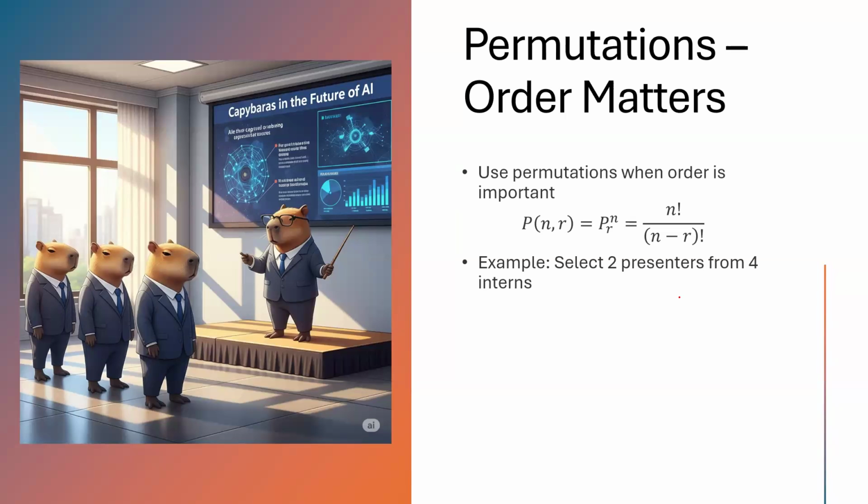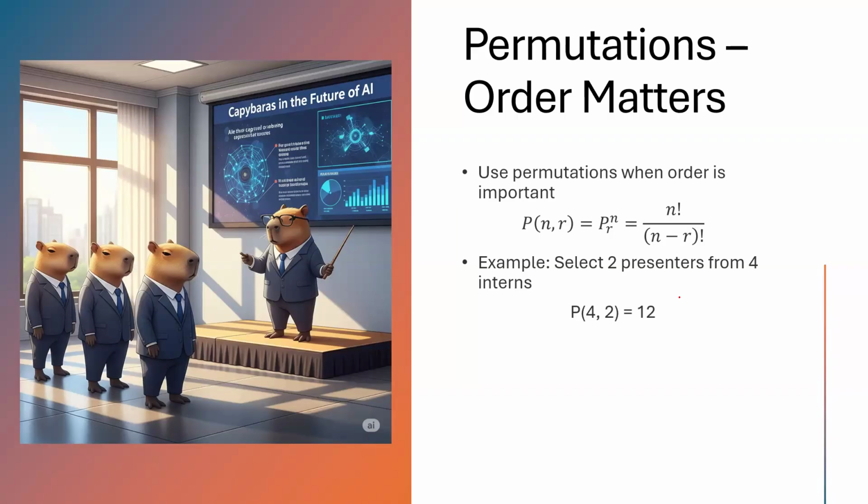Now let's talk about permutations. These count how many ways you can arrange or choose items when order matters. The formula is n factorial over n minus r factorial. So, to use this formula, let's look at an example. Suppose 4 interns are presenting, and you want to select 2 of them to go on stage, one after the other. The order matters because the first speaker may get more attention.